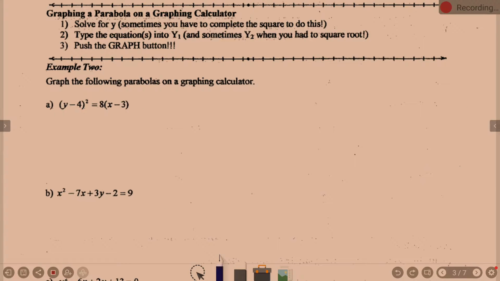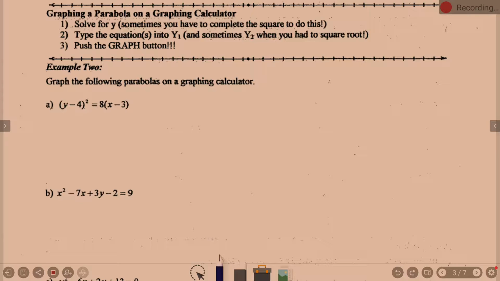Okay. Next page, backside. Graphing a parabola on a graphing calculator. Those ones on the front, I couldn't graph on a graphing calculator because why? What has to be true to graph on a graphing calculator? An equation. An equation that's in what form? Y equals, right? Those ones on the front were not Y equals. These ones on the back are not Y equals. So what's your job? To get it Y equals.